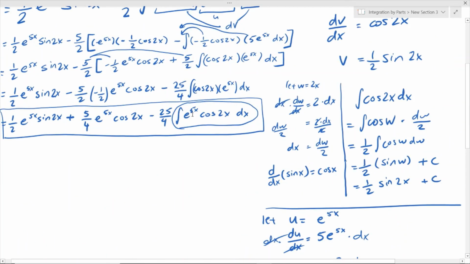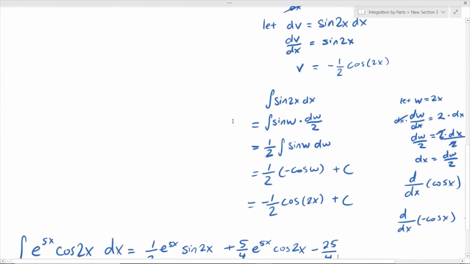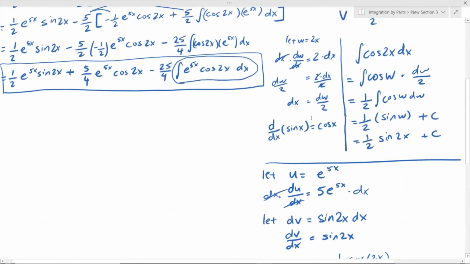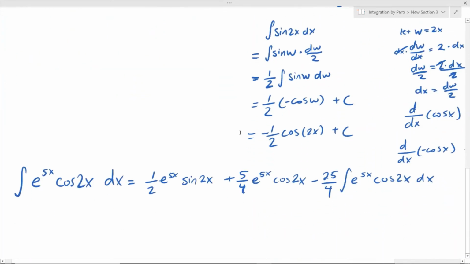Integral of e to the exponent 5x cos 2x dx. It's basically the same as this, so I'm just going to copy that. So I copied basically this whole thing, the whole thing right here, to form a new equation. Alright, so now let's isolate for this part, right?